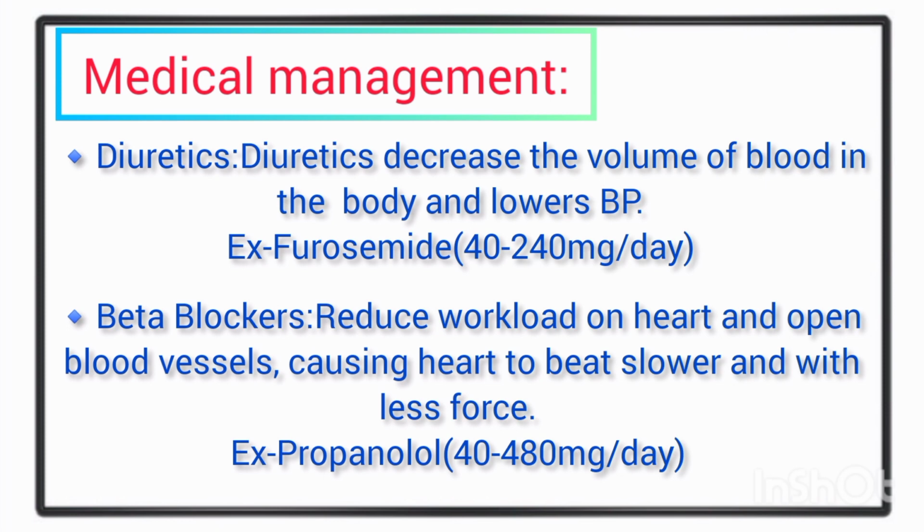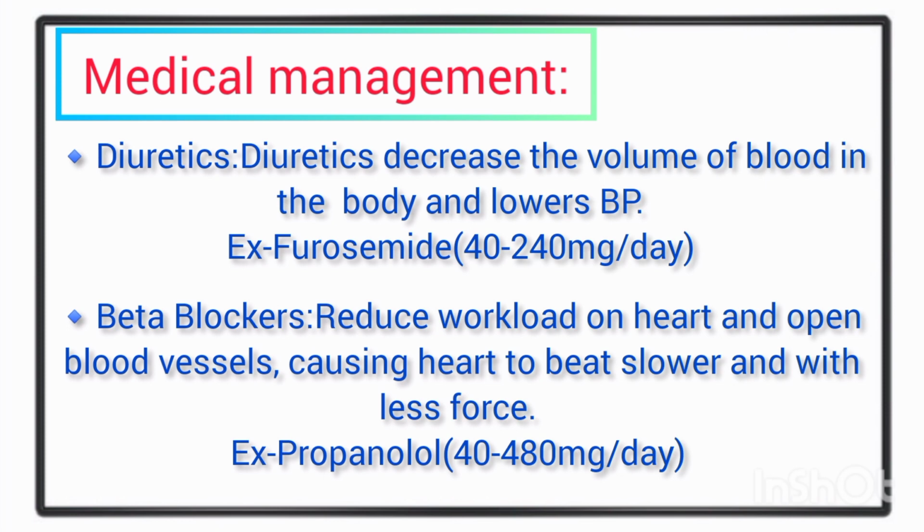First one, diuretics. Diuretics decrease the volume of blood in the body and lower the BP. So we know that hypertension means increased BP, right? So for this reason we can give diuretics. As an example of diuretics, like furosemide, furosemide 40 to 240 mg per day we can give.